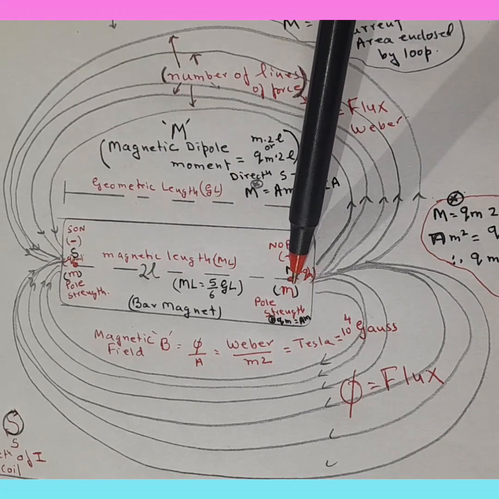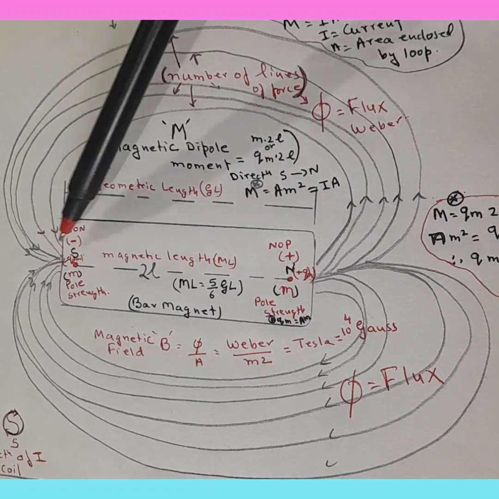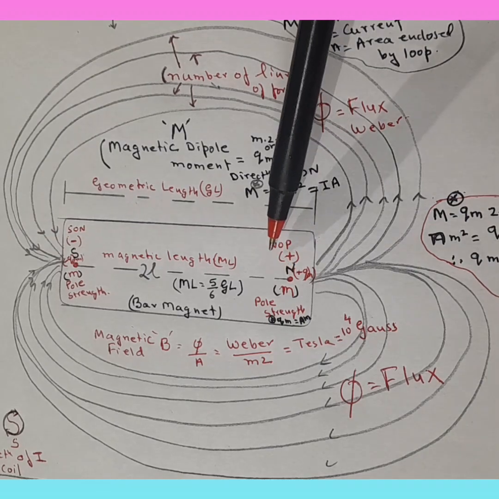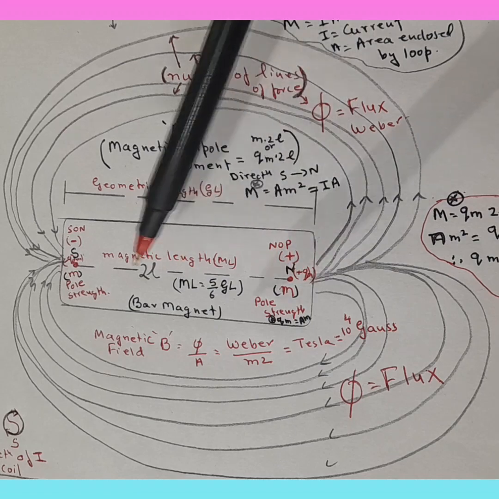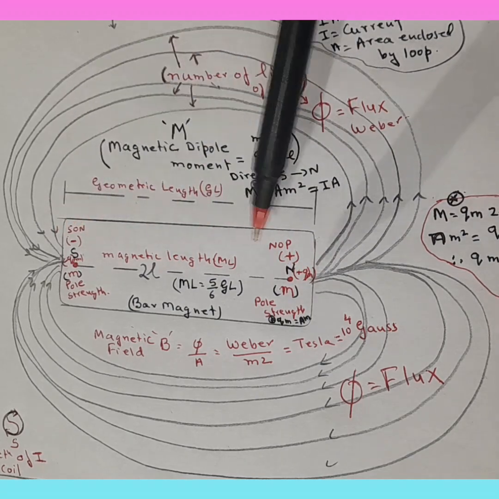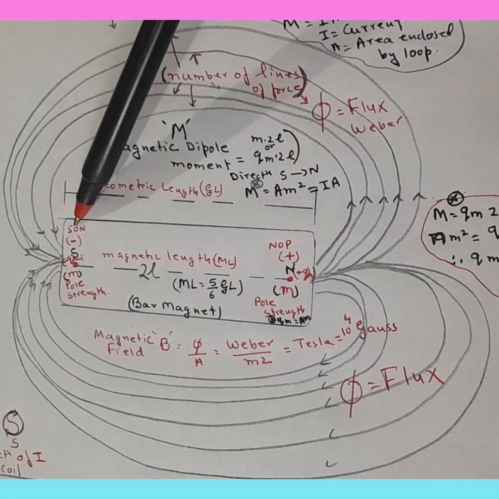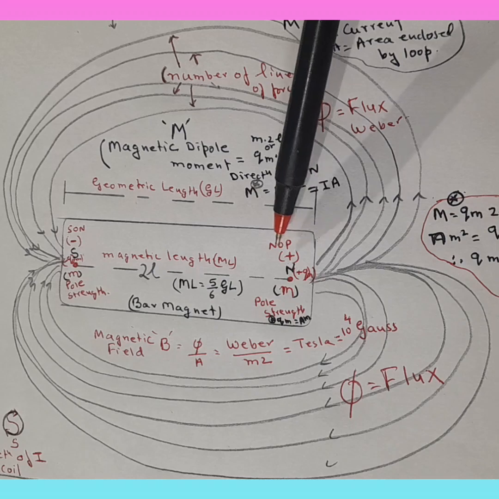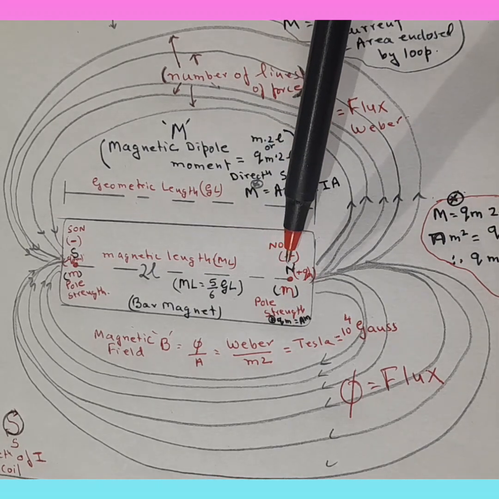Now, the north pole is assigned as positive and the south pole is assigned as negative. I have made a small mnemonic just to not get confused between positive and negative, and that is: south negative, north positive. Alright, so south negative, north positive. Just a small bit of mnemonic to keep it in mind.